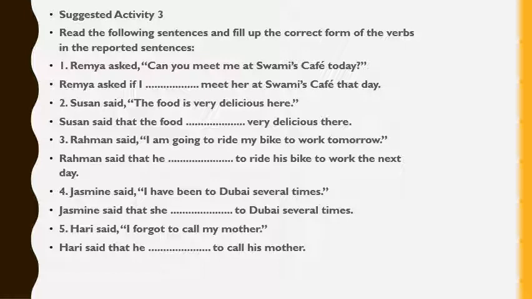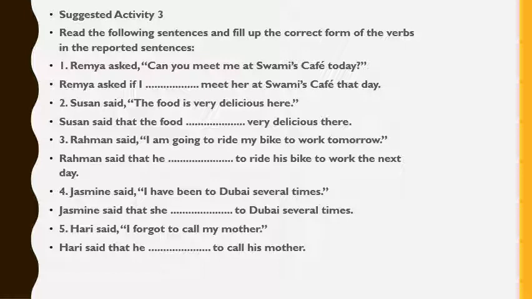Ramya asked, "Can you meet me at Swami's cafe today?" Today becomes that day. Can becomes could. Can in the past tense is could. Ramya asked if I could meet her at Swami's cafe that day. "Can you meet me at Swami's cafe that day" is a yes or no question, so you have to use if or whether.